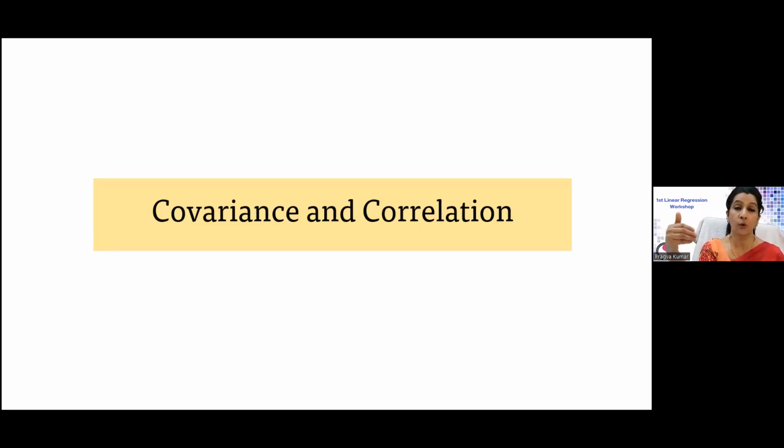Now there is something known as the covariance. So what is covariance basically? In variance, there is only a single data set and you are measuring the distance of those individual data points from the mean.